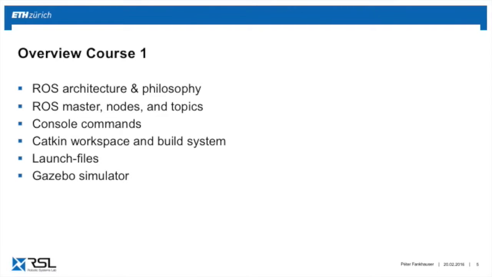So in course 1, we'll talk about the ROS philosophy and the architecture, and go through the important concepts like the ROS master, ROS nodes, and topics. You'll learn how to use your console to do basic commands and analysis of what's running on your PC. And we talk about how you build your nodes in your system with the Catkin workspace. Then in the exercise, you're going to be using launch files and the Gazebo simulator.